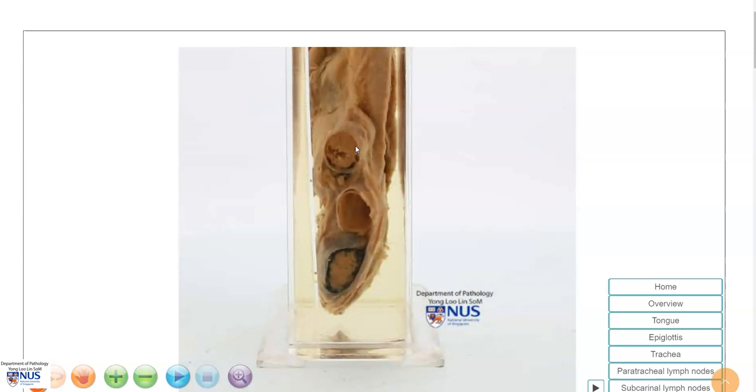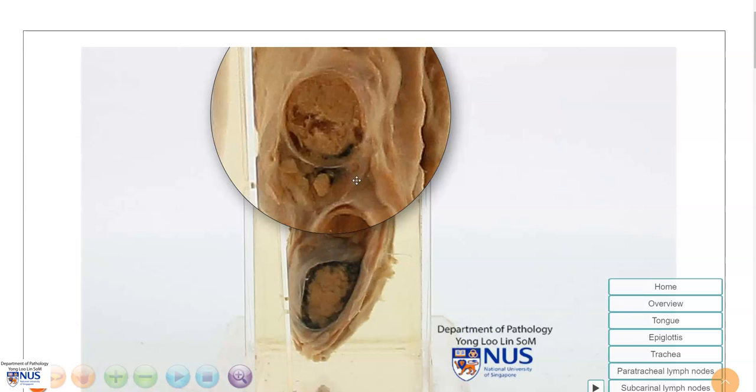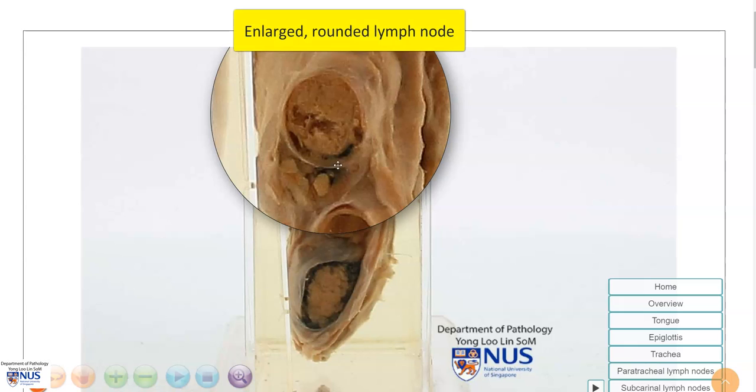As we rotate this specimen further, we can see another lymph node here, and again this lymph node is enlarged. Notice that it's also very round in shape, and usually a round shape of lymph nodes indicates a pathologic lymph node. So again, we can see the fleshy tan metastatic tumor deposit, and there is some anthracotic lymph node parenchyma as well.